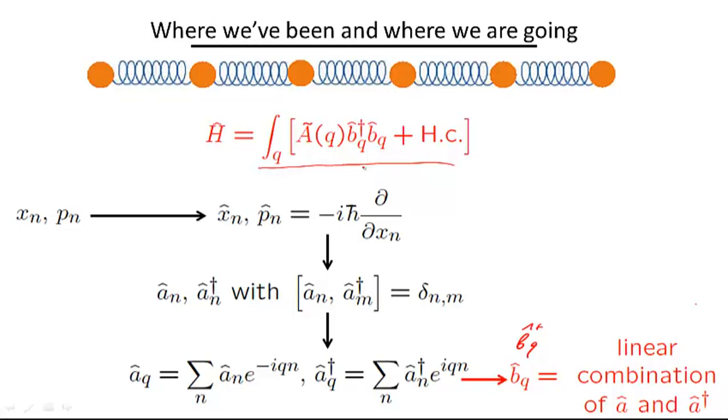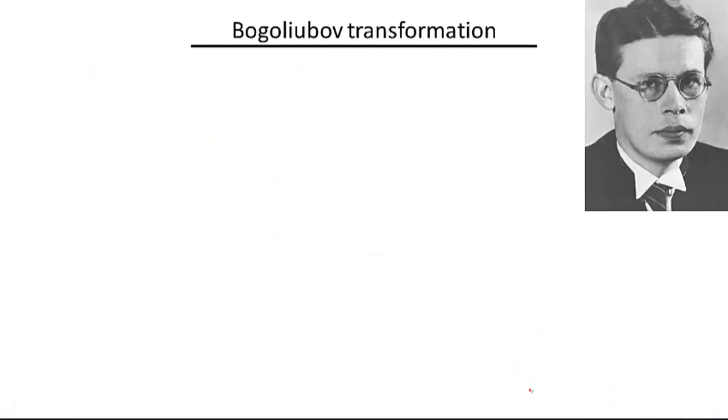But to get there, as you can see, is rather non-trivial. First we have to do this quantization, which was simple, but then we have to do at least 3 linear transformations to get to this point. And this last linear transformation is what is actually known as the Bogoliubov transformation.